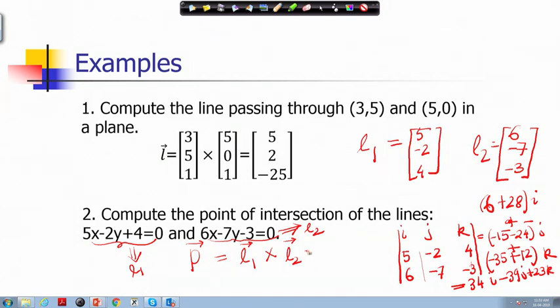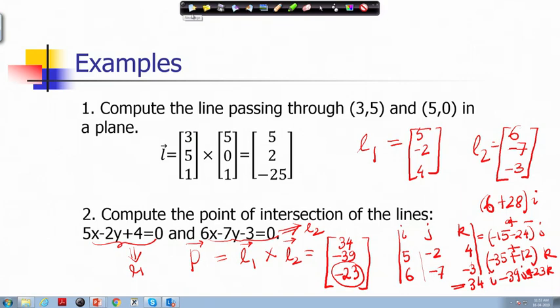So, what is P? P is represented as this vector which is 34, minus 39 and this is not plus, this is minus 23. I hope my calculation is correct and let us see. As you can see, this is the homogeneous representation of a point. For the actual point, you need to divide all the coordinate values with this scale value.